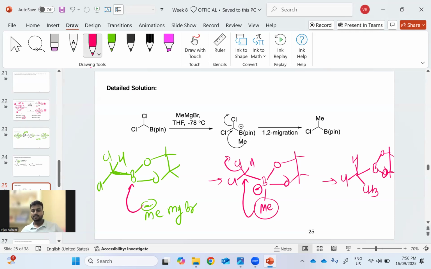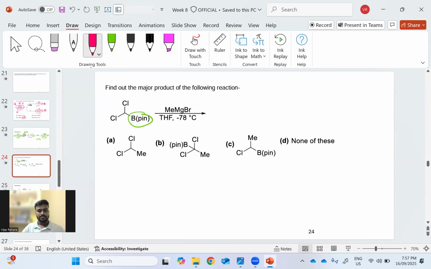So the reaction happens at the starting material because of the 1,2-migration. This step is called the 1,2-migration of the methyl, right? So this was the product. Which one is the product? Product C is the major product in this case.